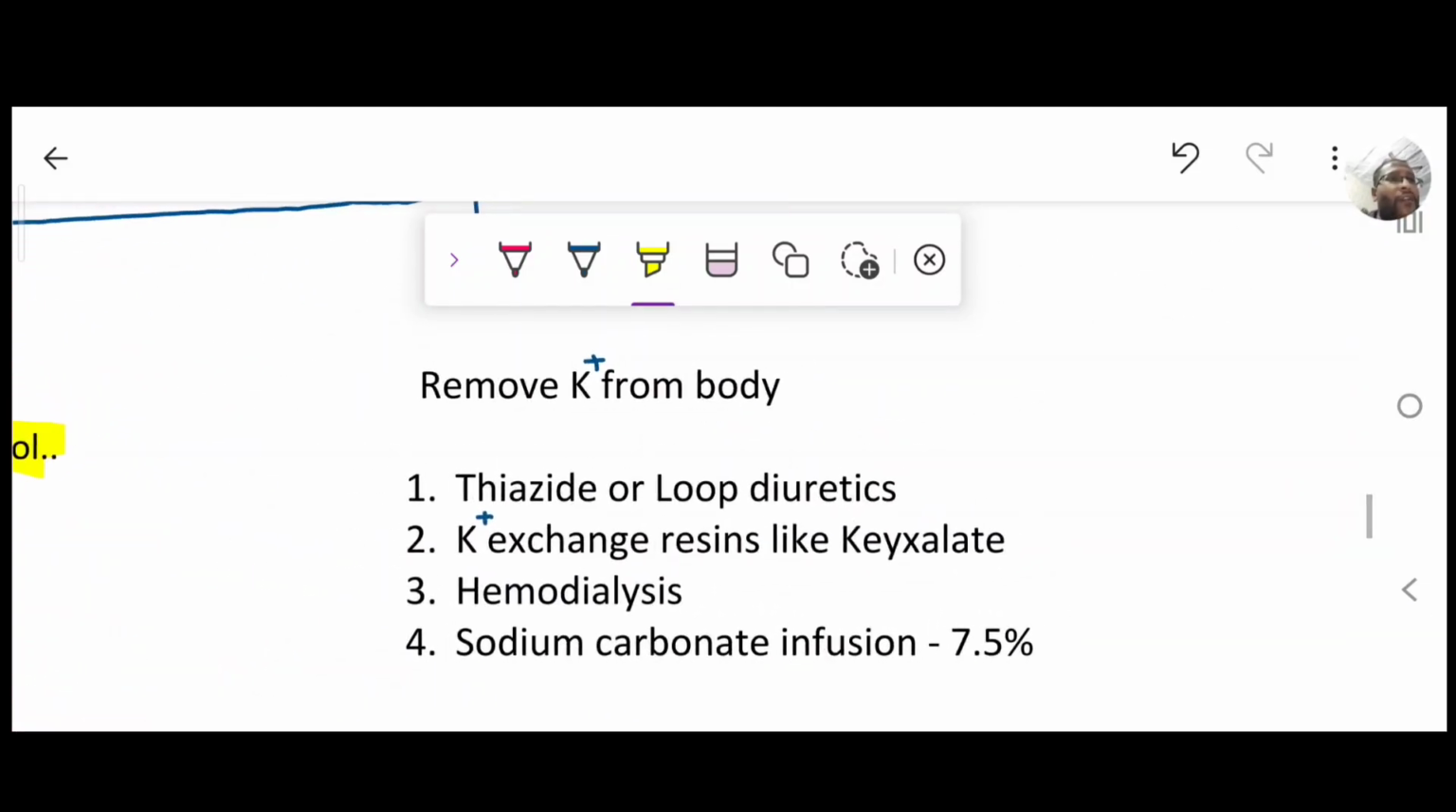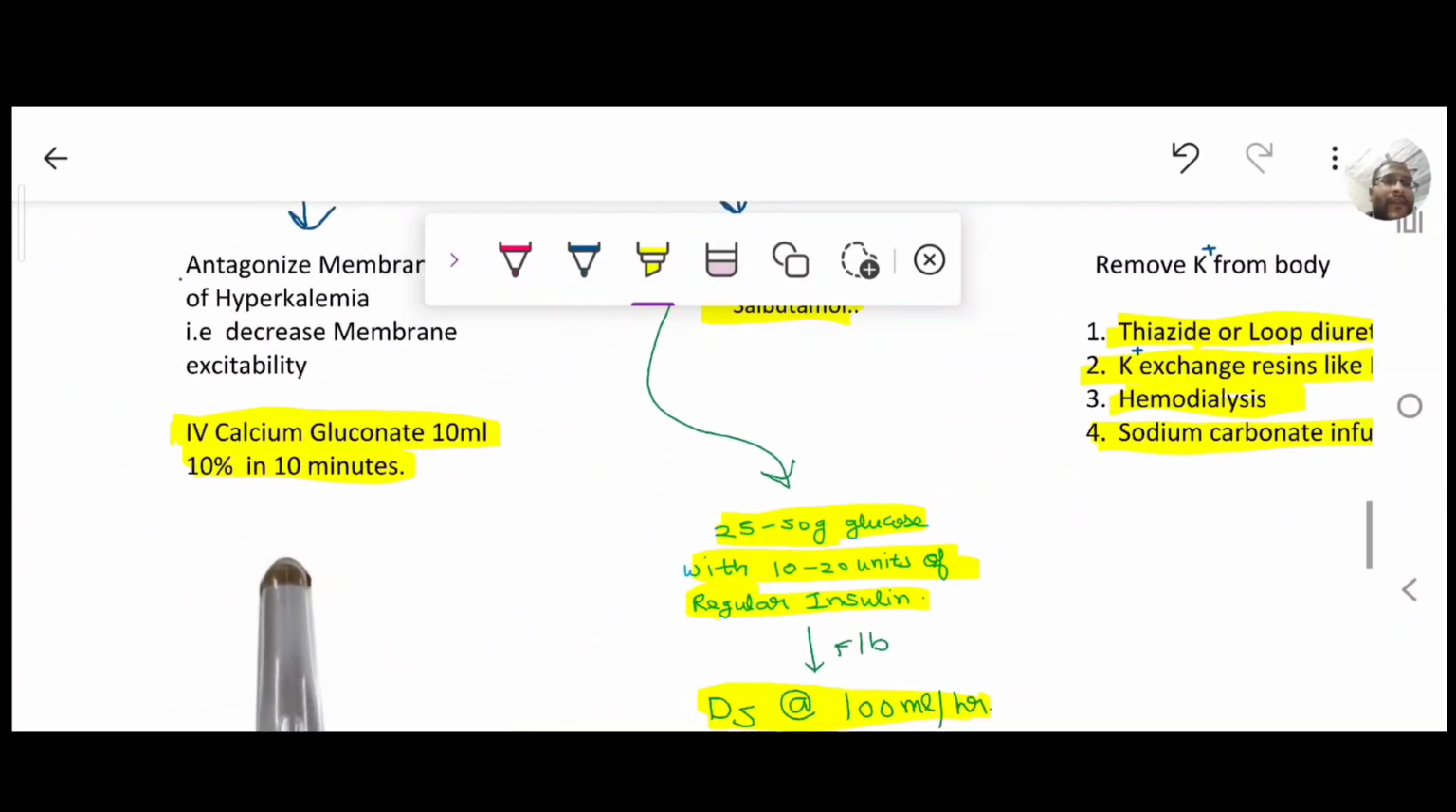Also, for the removal of potassium from the body, we can give thiazide or loop diuretics, potassium exchange resins like Kayexalate, hemodialysis, and sodium bicarbonate infusions.